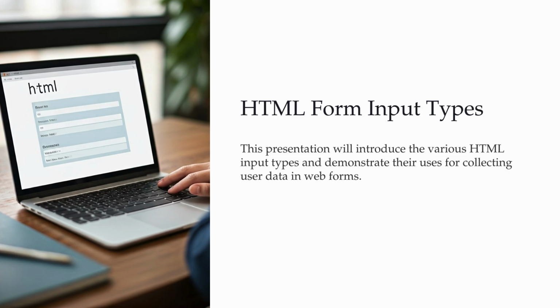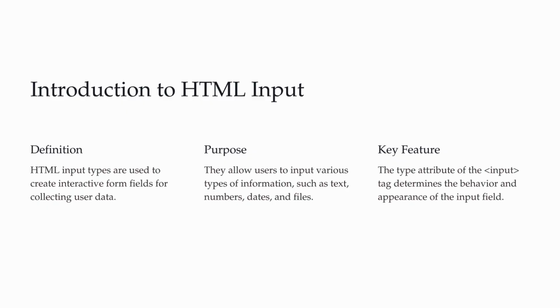HTML form input types. This presentation will introduce the various HTML input types and demonstrate their uses for collecting user data in web forms. Introduction to HTML input types. Definition: HTML input types are used to create interactive form fields for collecting user data. Purpose: they allow users to input various types of information such as text, numbers, dates, and files. Key feature: the type attribute of the input tag determines the behavior and appearance of the input field.